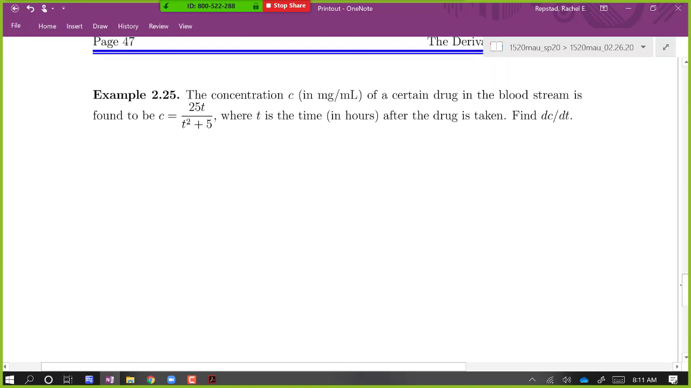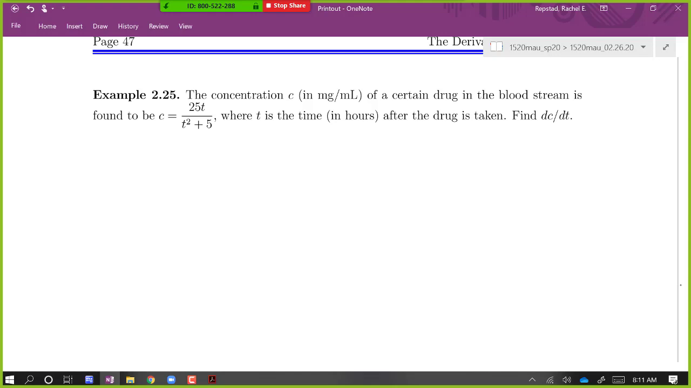All right, so this one's an application problem. They tell us that the concentration of a drug in the bloodstream is given by this function. C is a function of time, so it tells us what the concentration is over time, where t is hours after the drug is taken. And we're going to find dC/dt. So we're finding a function that describes how the concentration is changing.